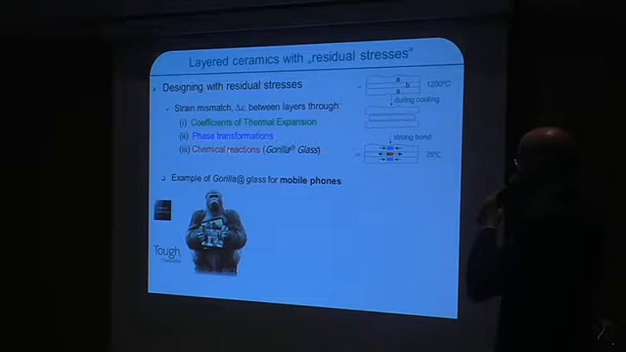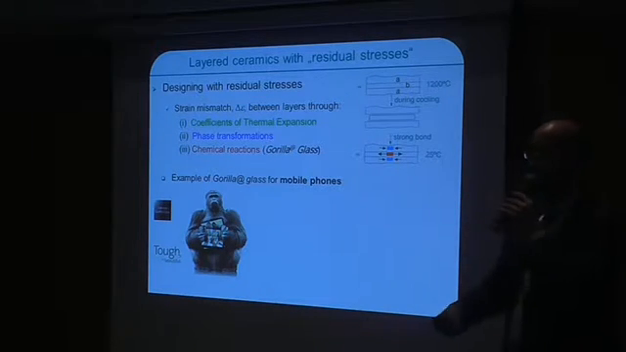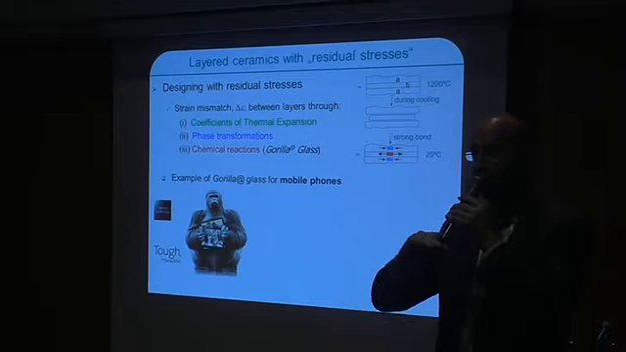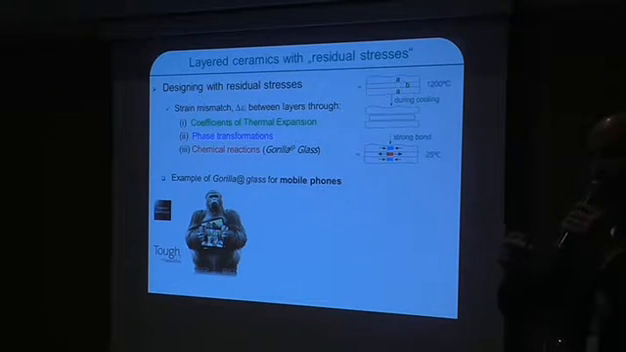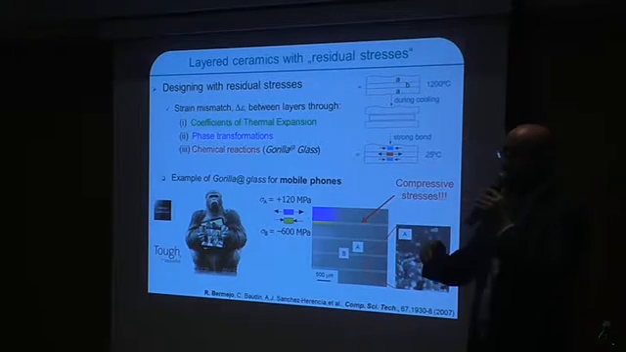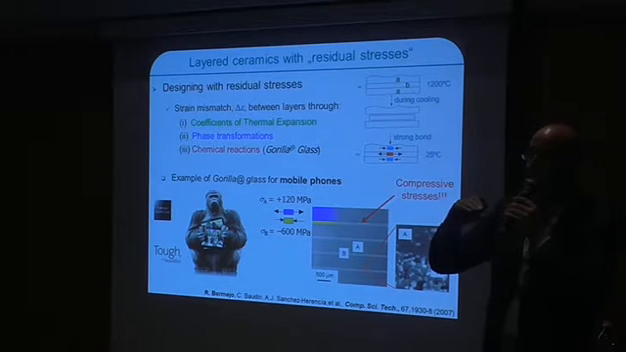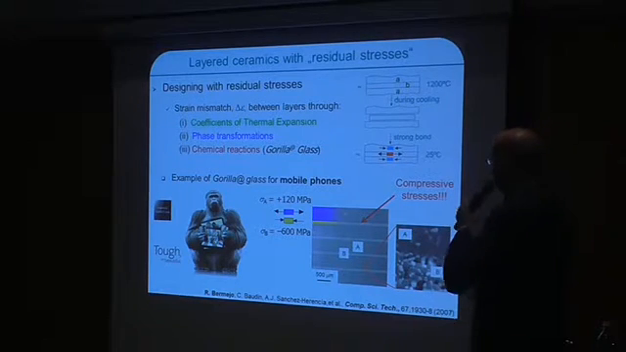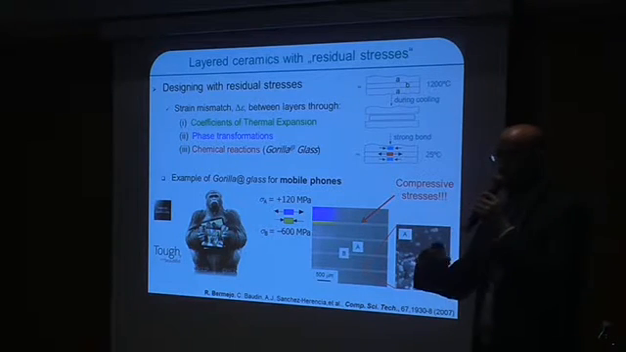And there are several ways to generate this strain mismatch. I will not go into this. Maybe you're familiar with these Gorilla glasses. So in that case, in the outer layer, they induce some chemical reaction, and you get some compressive stresses. And this is one example. In our case, we do not want to have compressive stresses outside. We wanted to have compressive stresses in the internal layers to be more flaw tolerant.